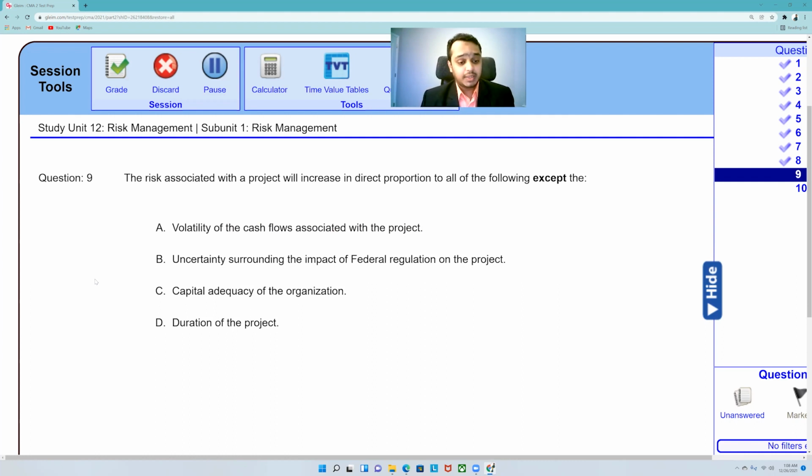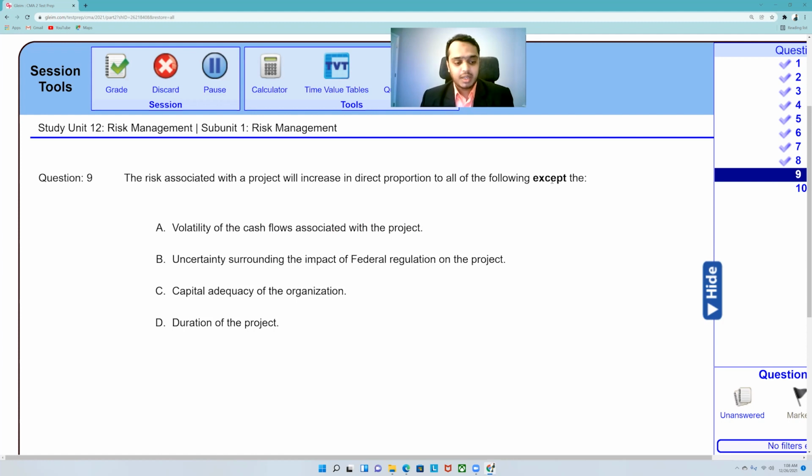Okay. Uncertainty surrounding the impact of federal regulation on the project. Yes, if the federal regulation is being good to our business process, then risk will be associated directly with the organization. So option A, option B are yes. So it does not come under the except the thing which they're talking about. So A and B cannot be the answer.